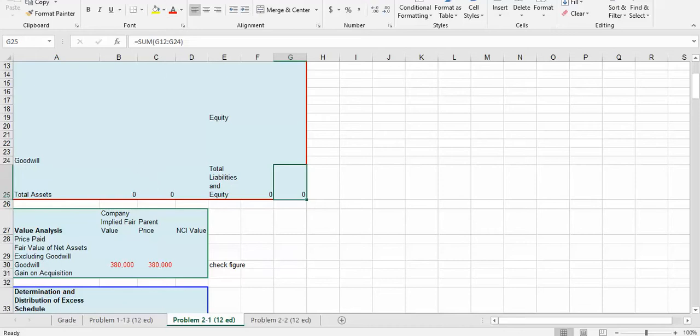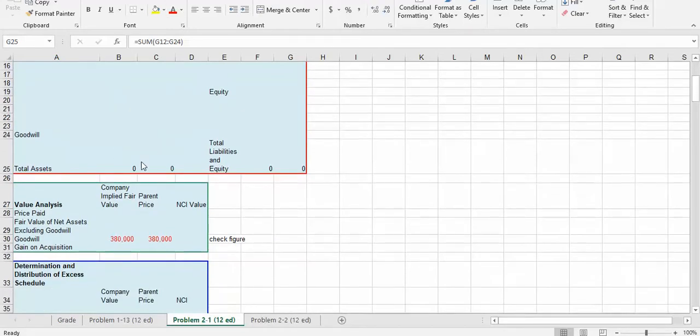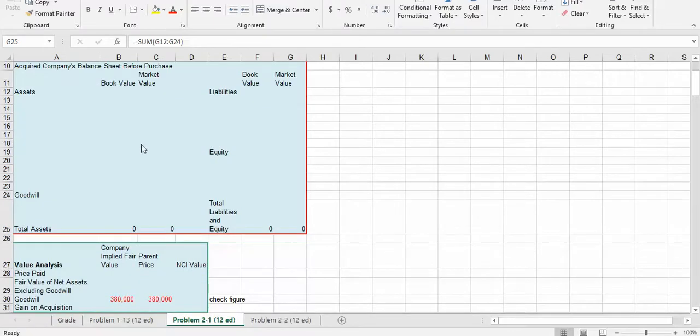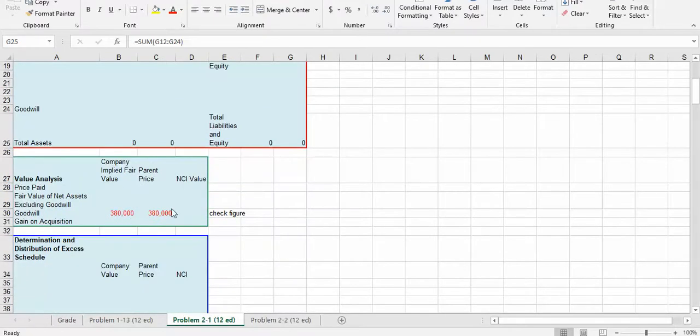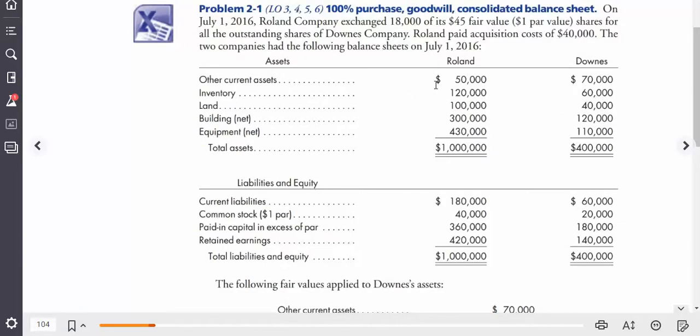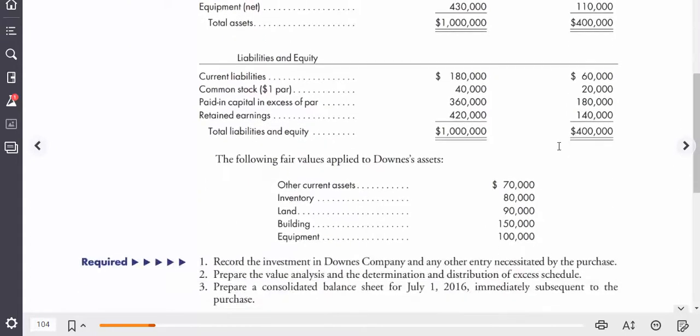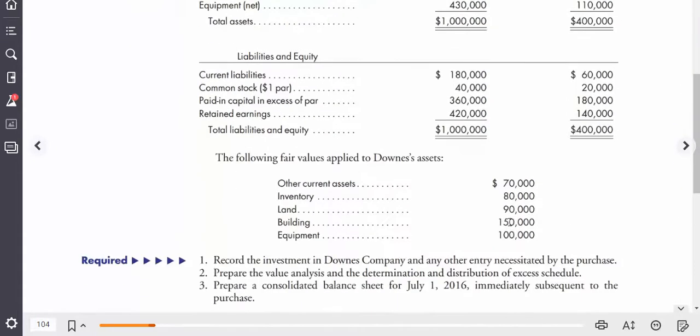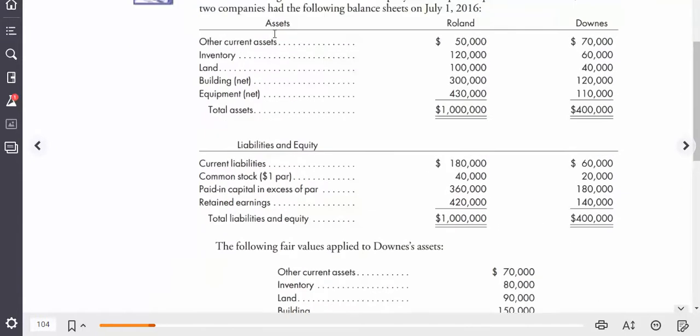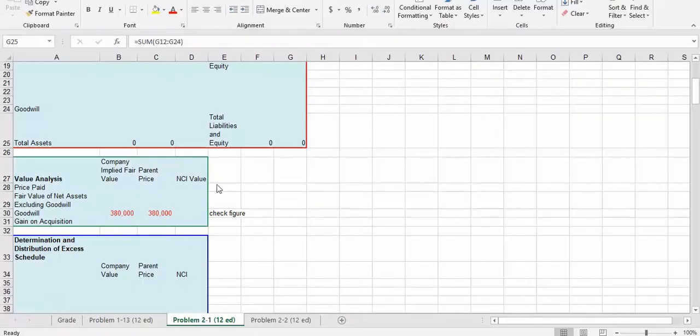No big deal, right? There's no goodwill yet, so you don't have to worry about that at this point. This just basically comes straight from the problem. Now we purchased 100% with this problem. So if we're looking back here at the assets, you just take this information, right, and then you take the market value.